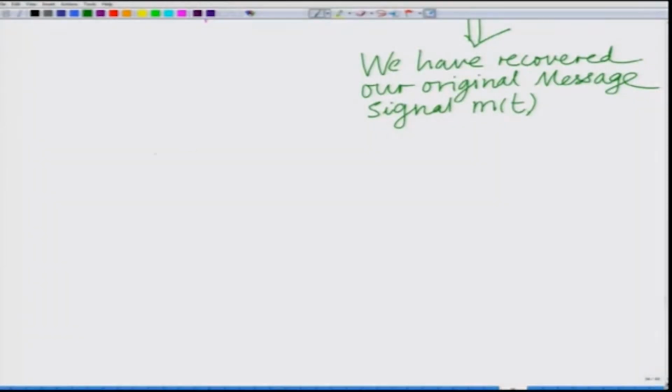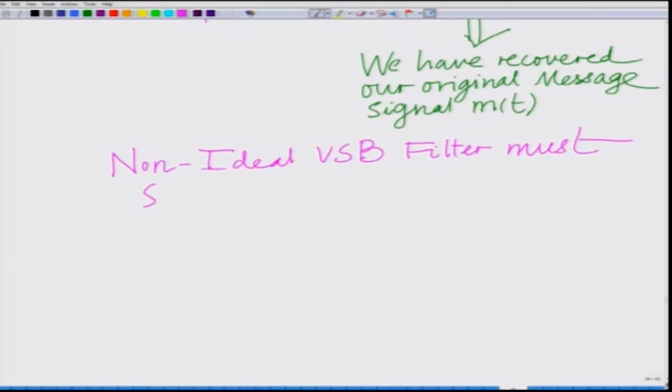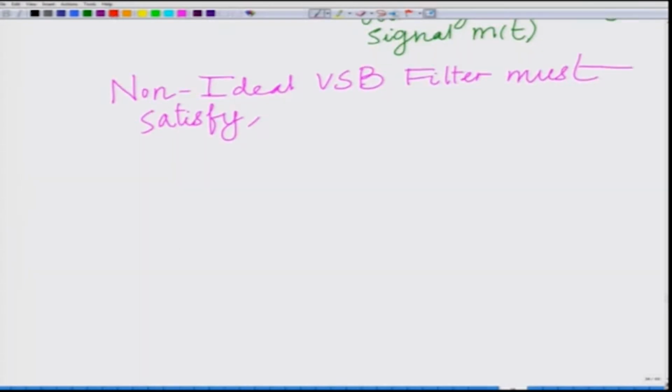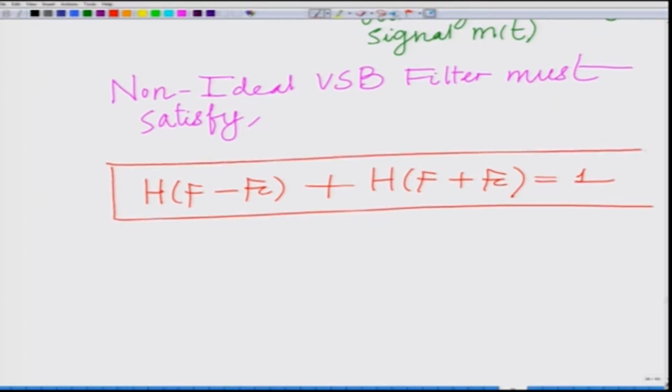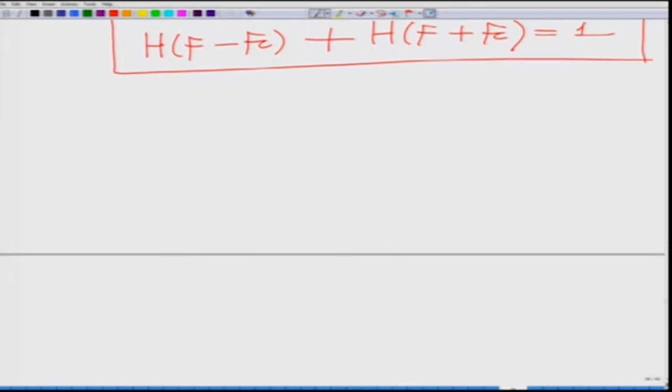So the non-ideal VSB filter must satisfy, for distortionless recovery, the property HF minus FC plus HF plus FC equal to 1. This is the property that your non-ideal VSB filter must satisfy. Let us look at this property that the non-ideal VSB filter must satisfy.